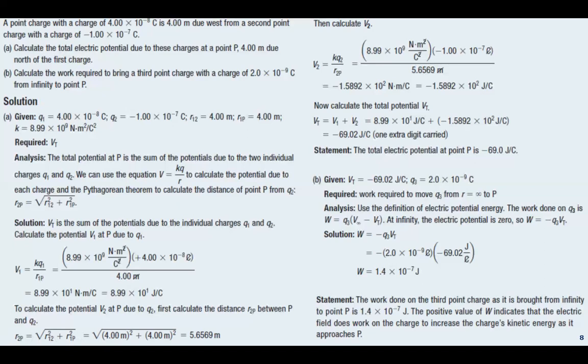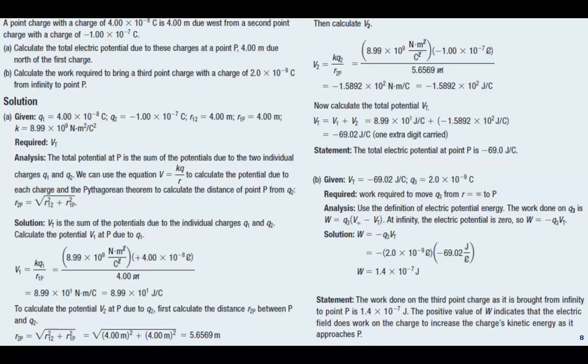So the distance of point P from Q2 is the square root of R12 squared plus R1P squared. So first of all, the electric potential due to Q1 is V1 equals KQ1 over R1P. K is 8.99 times 10 to the power of 9 Newton meter squared per coulomb squared. And then use the same method to calculate the potential V2 at point P due to Q2.